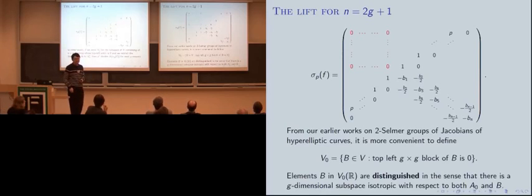Okay, now, we sort of cheated here. We had some earlier work on two-summers of Jacobians, and for us, we knew that it's more natural to not just force that one entry to be 0, but force that entire block, that entire g by g block, to be 0. So we're going to define V0 to be the subspace of n by n symmetric matrices where the top left g by g block is identically 0.